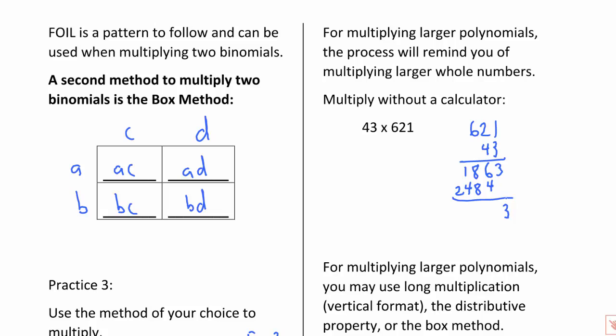Then I'm just going to add them up. 3 plus 0 is, well, just 3. 6 plus 4 is 10, carry the 1. 1 plus 8 is 9, plus 8 is 17, carry the 1. 1 plus 1 is 2, plus 4 is 6. And then 0 plus 2 is 2. So, 621 times 43 is 26,703.